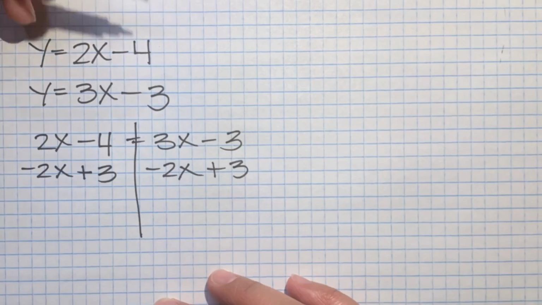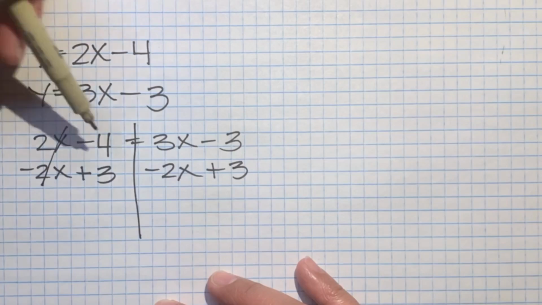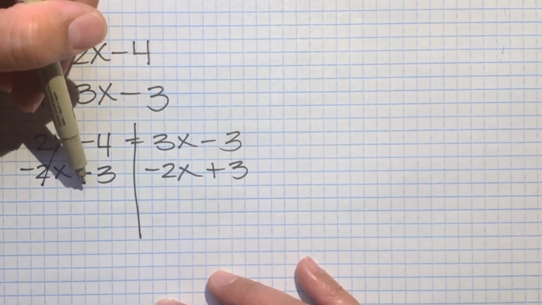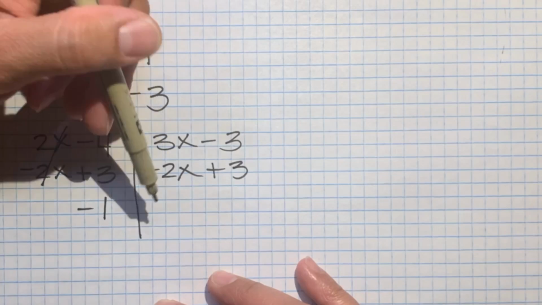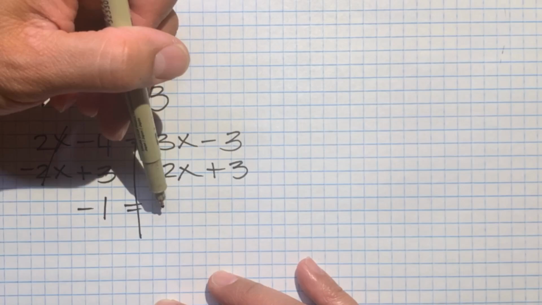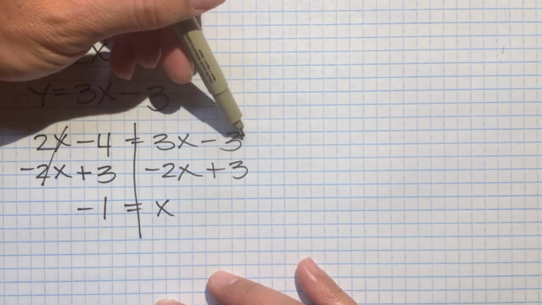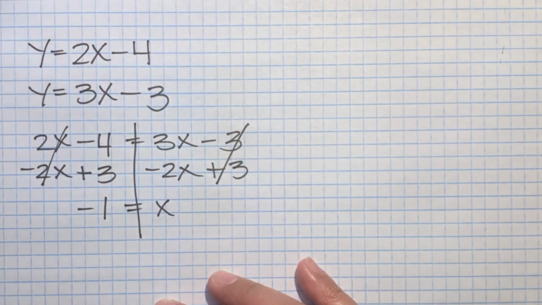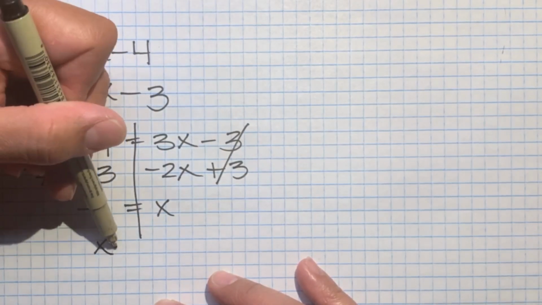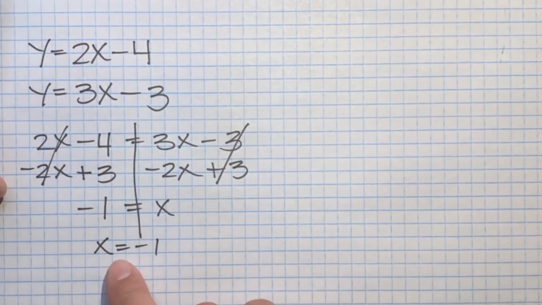So, let's see if they do cancel out. So 2x minus 2x, they cancel out. Negative 4 plus 3 is negative 1 equals 3x minus 2x is just 1x, or just x. And negative 3 plus 3 cancels out. Look how quick that was. So x equals negative 1. We're halfway there. So we have our x value, our x coordinate.